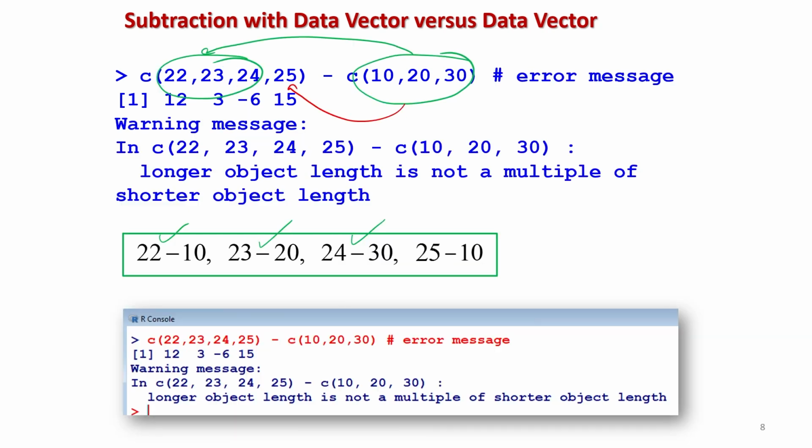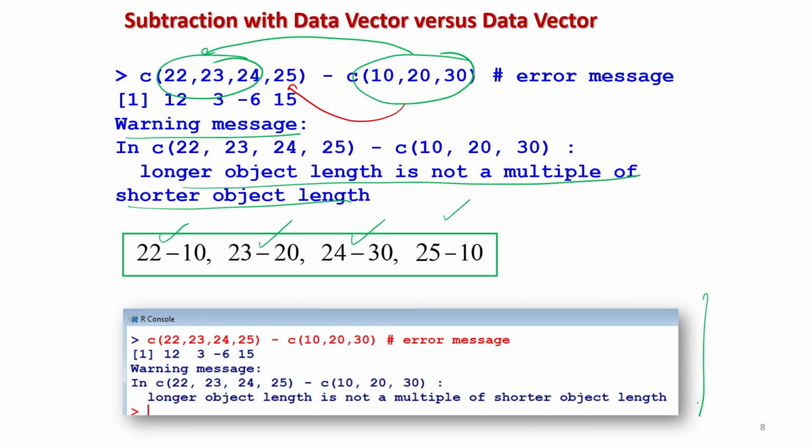And then 25 minus 10, right. So this is how things will happen in this case, but it will give you a warning message that it is not a multiple of the shorter object length, and this is the same message.